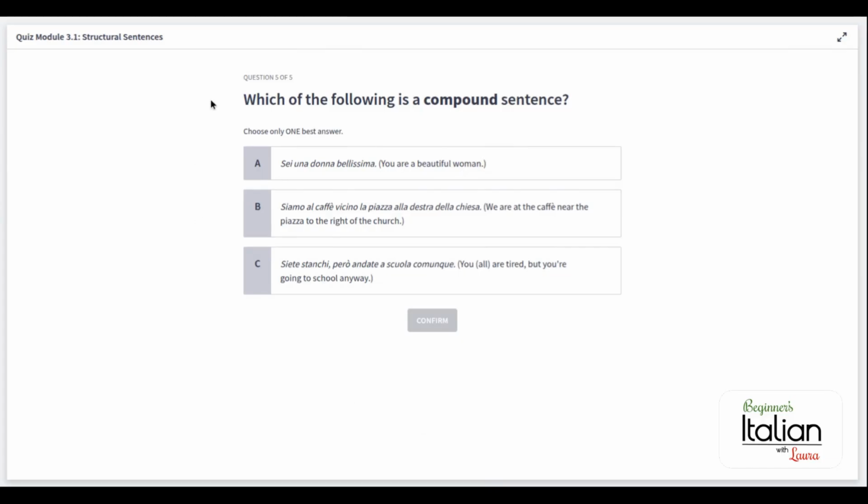Okay, and number 5, which of the following is a compound sentence? Choose only one best answer. A. Sei una donna bellissima. You are a beautiful woman. B. Siamo al caffè vicino la piazza alla destra della chiesa. We are at the cafe near the piazza to the right of the church. Or C. Siete stanchi, però andate a scuola comunque. You all are tired, but you're going to school anyway.